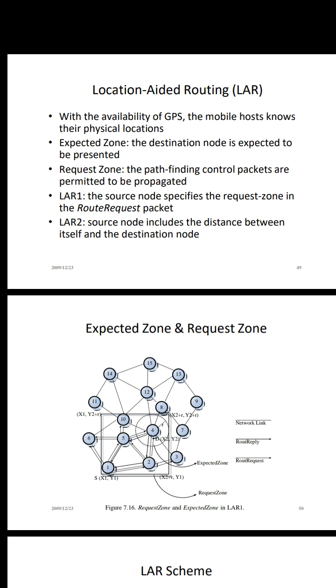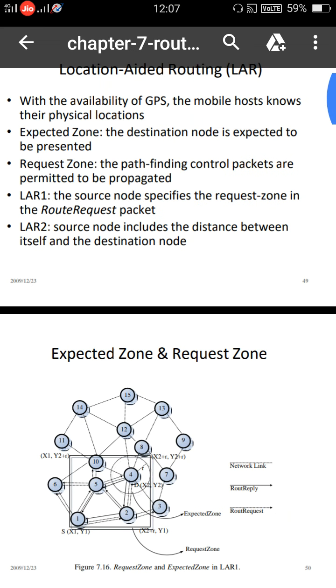Here there are two zones: one is the expected zone, and another is the request zone. In the case of the expected zone, the destination node is expected to be present. In the expected zone, the destination node is available.